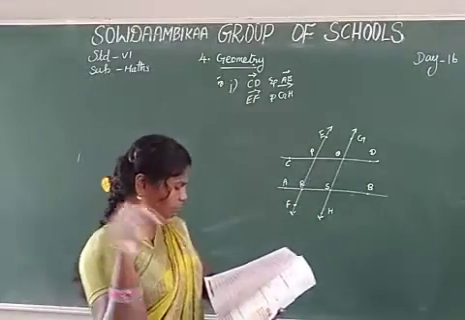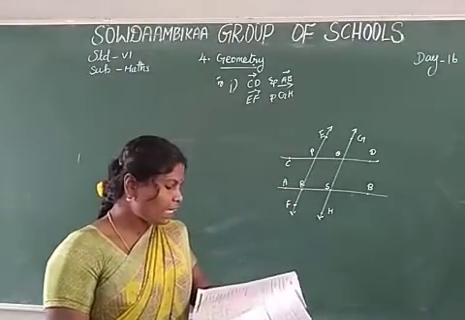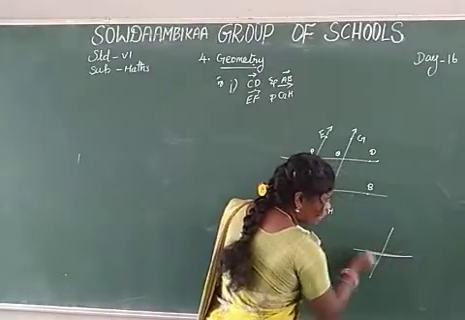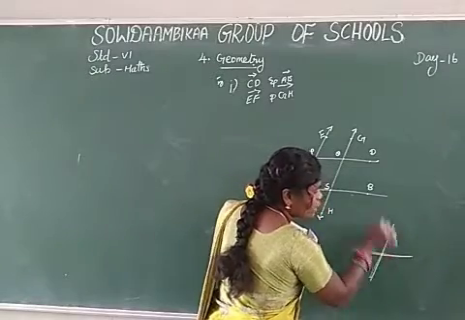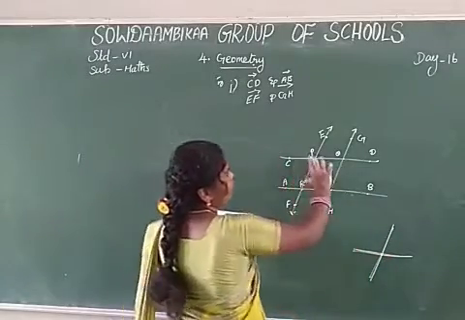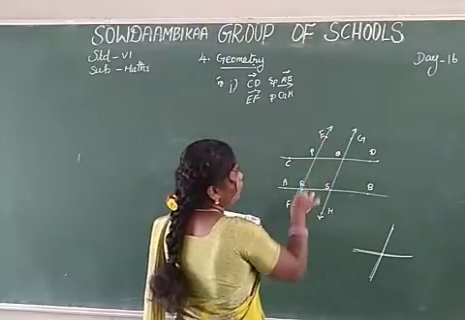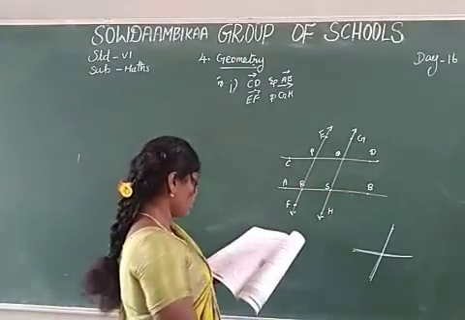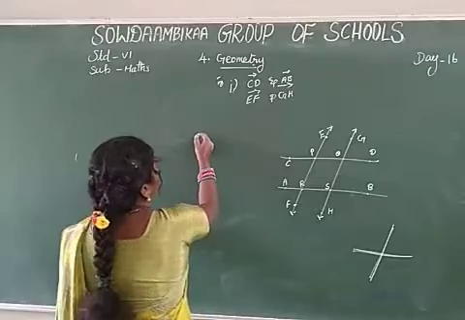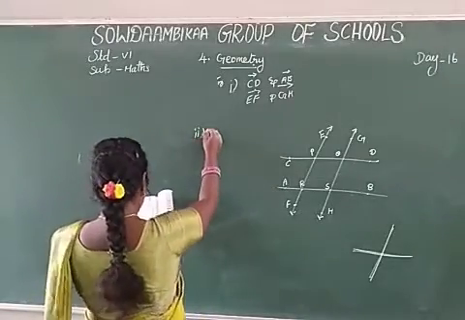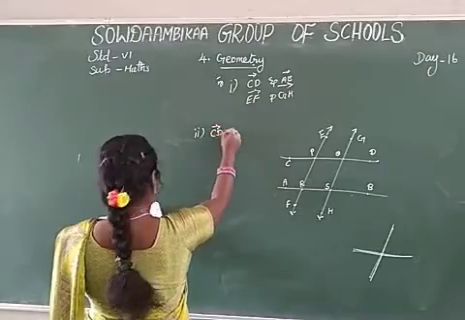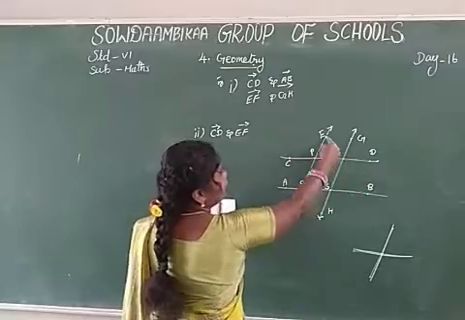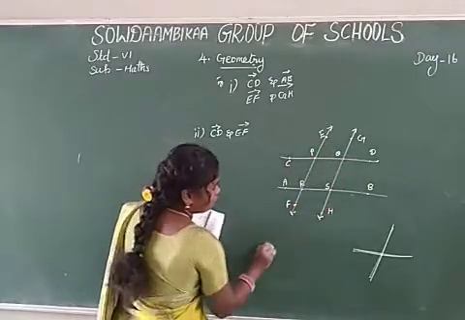Next, see the second question. Identify the intersecting lines. This is one line, and this intersects the other line. The intersect points are P and Q. So CD is one intersecting line. The second question answer: CD and EF are intersecting lines.